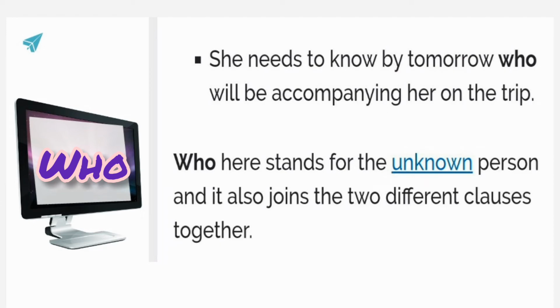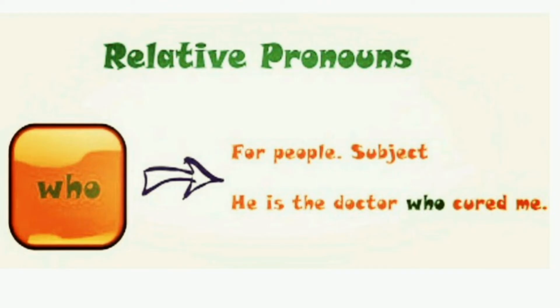Let's see another example. She needs to know by tomorrow who will be accompanying her on the trip. Here, who stands for the unknown person and it also joins the two different clauses together. That is, she needs to know by tomorrow, and who will be accompanying her on the trip. That is two relative clauses, so it is joined by who. Who refers to the unknown person here. Who relates to the people, that is the subject.